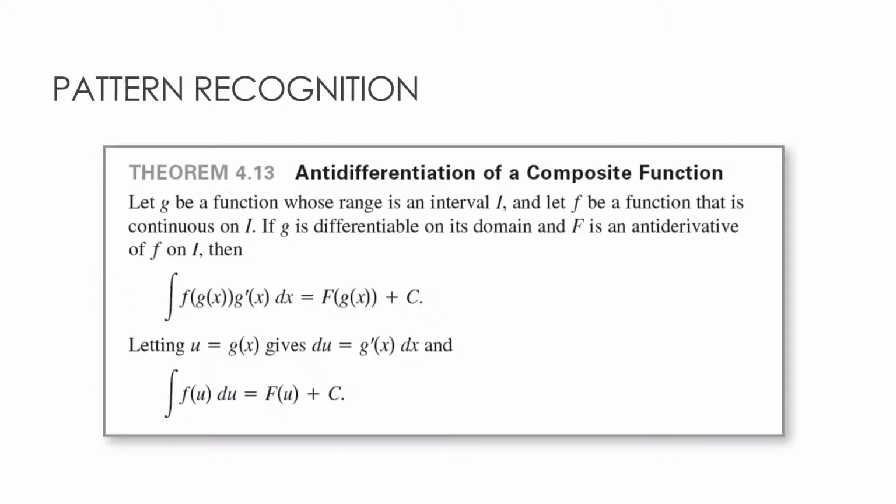I'm really not going to go over this one. This is basically formalizing exactly what we've just been doing. If you're going to take the antiderivative of a function, you need to make sure the derivative of the u substitution part of it is in there. So that's why we use that pattern recognition, because we know that using the chain rule, we're getting the derivative of whatever that u function is.